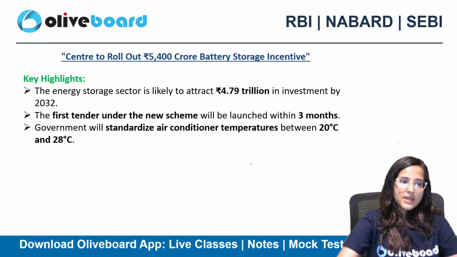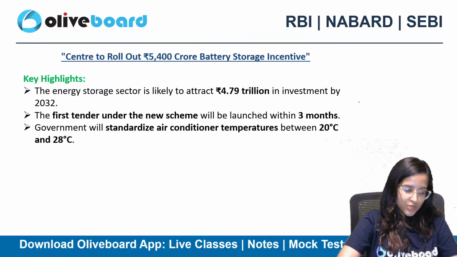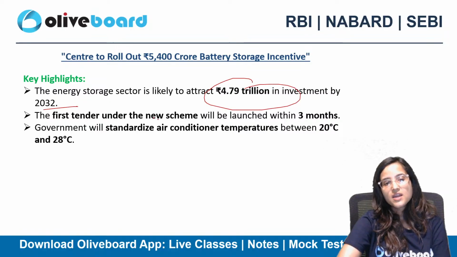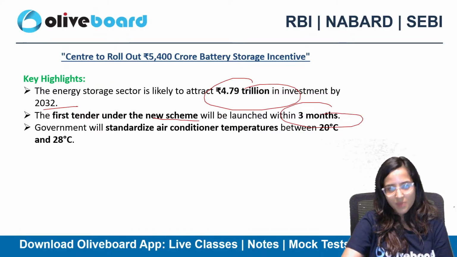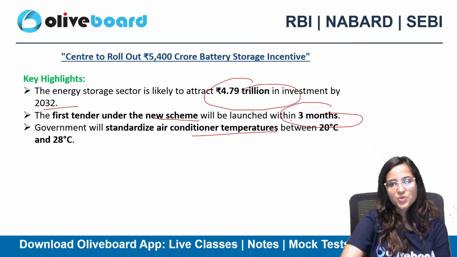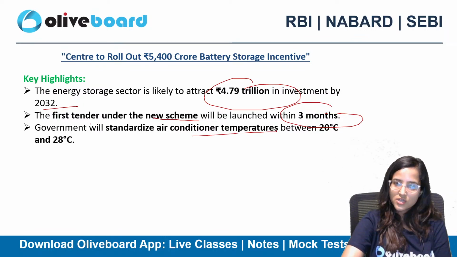ठीक है, and this energy storage sector is likely to attract 4.79 trillion rupees investment by 2032. The first tender under this new scheme will be launched in the next 3 months. Okay, and government will also standardize the air conditioner temperatures between 20 to 28 degrees Celsius.